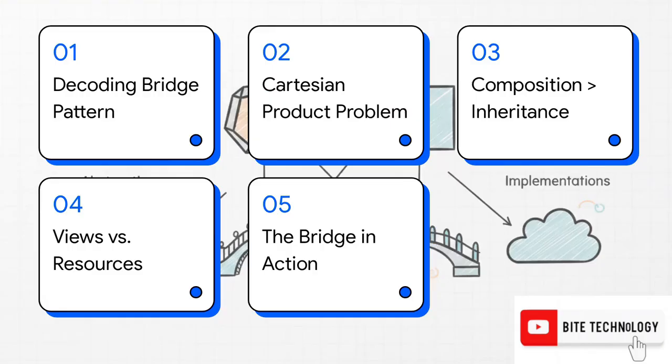Here's our roadmap for today. We'll start by decoding the bridge pattern. Then we'll look at the Cartesian product problem, talk about composition over inheritance, compare views versus resources, and finally, look at the bridge in action. And to keep things grounded, we'll use a real-world example: building the UI for a Spotify-style media app.